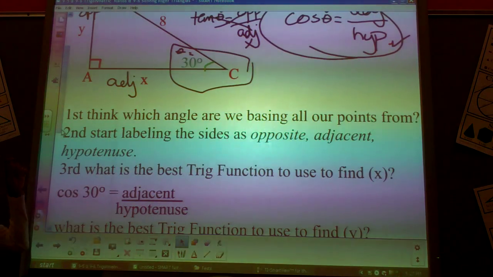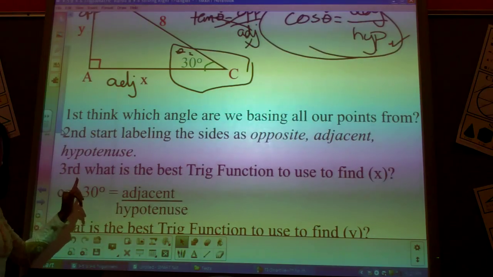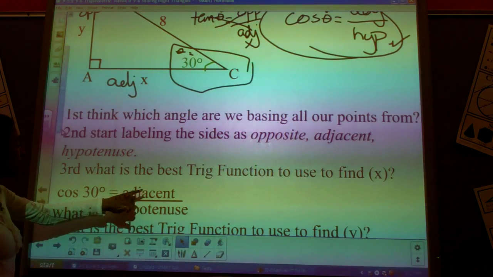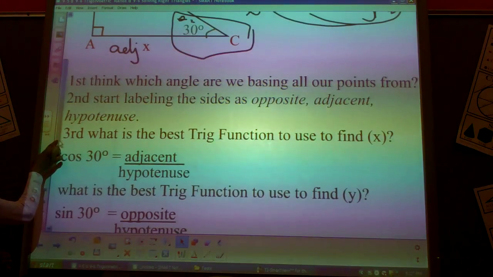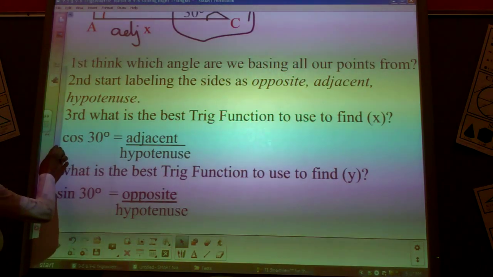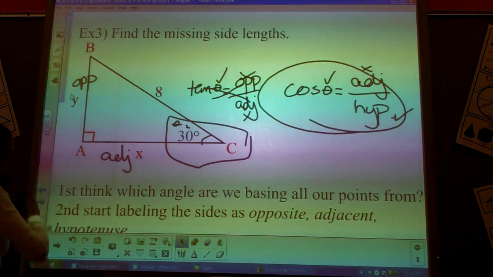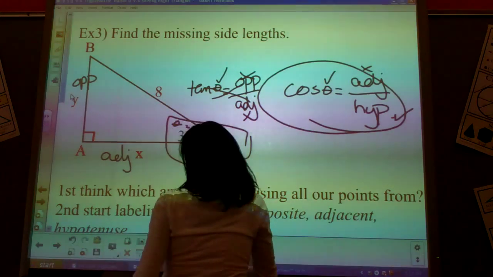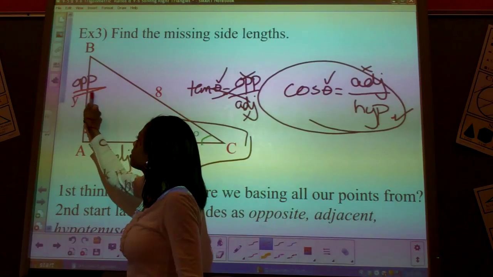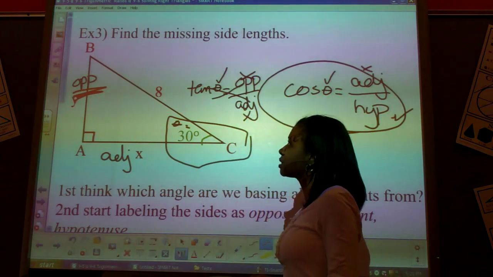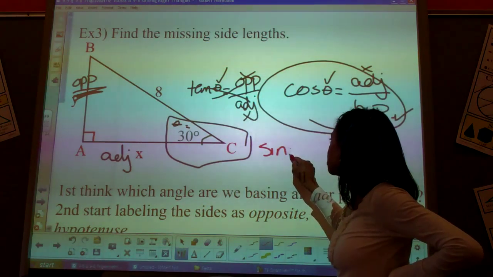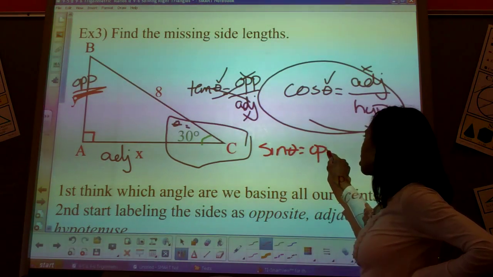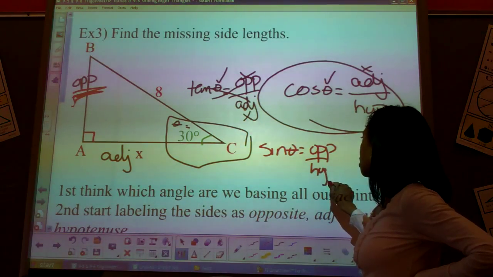Cosine of 30 degrees, because theta is 30 degrees. Cosine is adjacent over the hypotenuse. Okay? What's the best trig function to find y? Well, I'm going to put y in a different color and put it in red. Y deals with opposite. Which legs give you opposite? That's going to be sine, which is opposite over the hypotenuse.